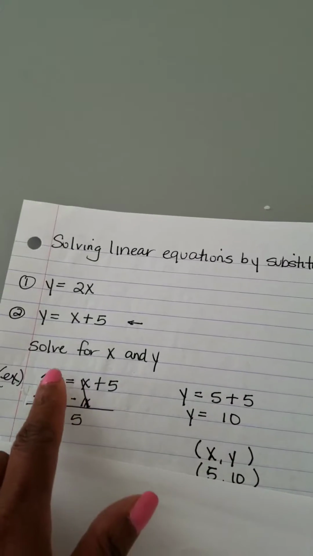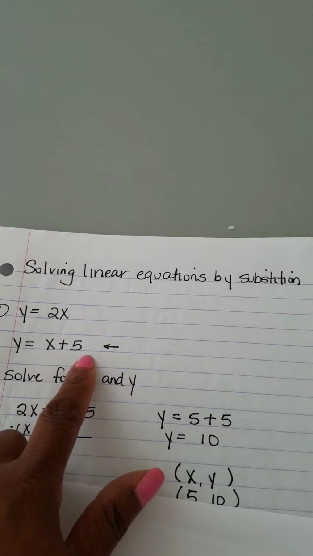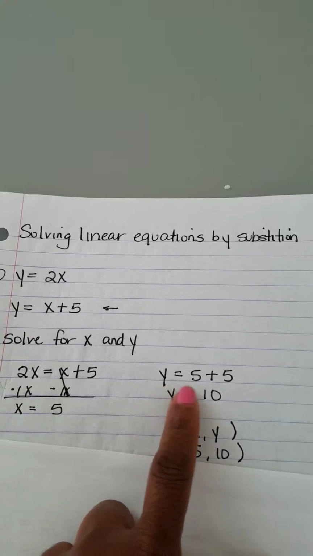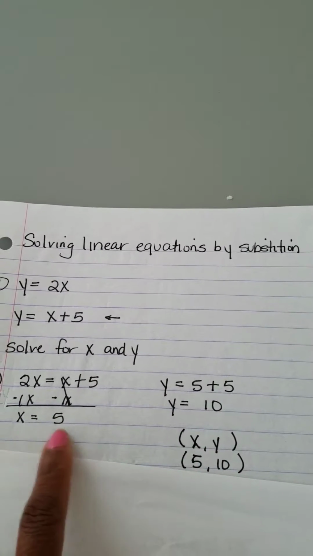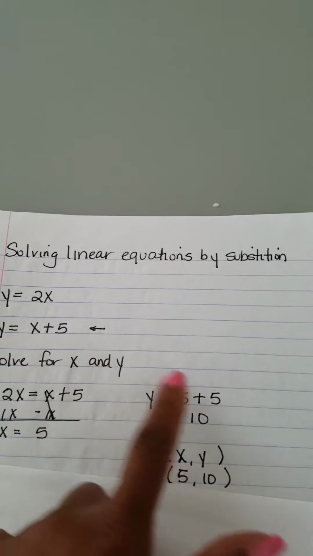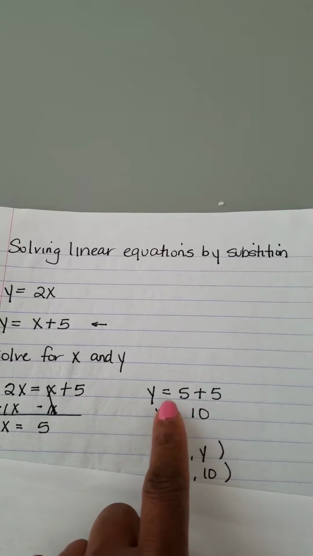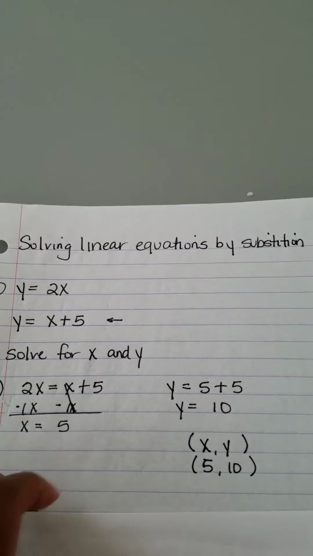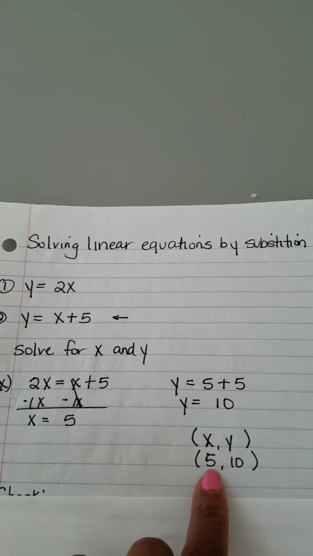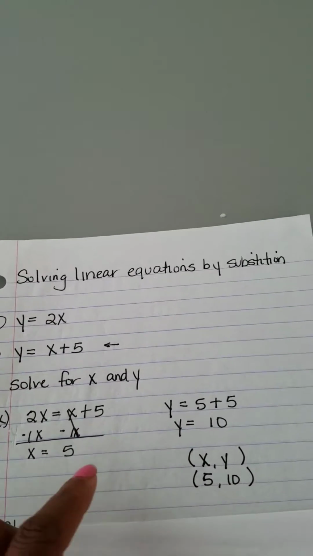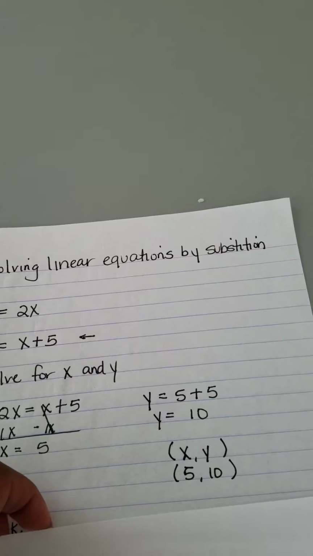Then I used the same problem, y equals x plus 5, and I plugged it in. I plugged in x, which is equal to 5, so I had 5 plus 5, and y equals 10, because 5 plus 5 equals 10. So now I have my x and my y. X is 5, and y is 10. So I would plot those two on a graph on the x and y axis.